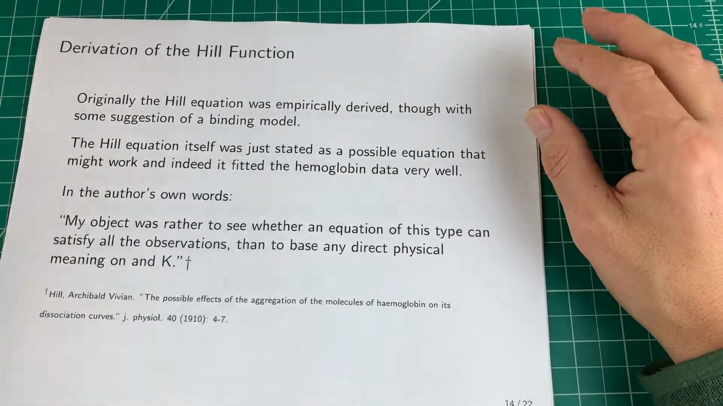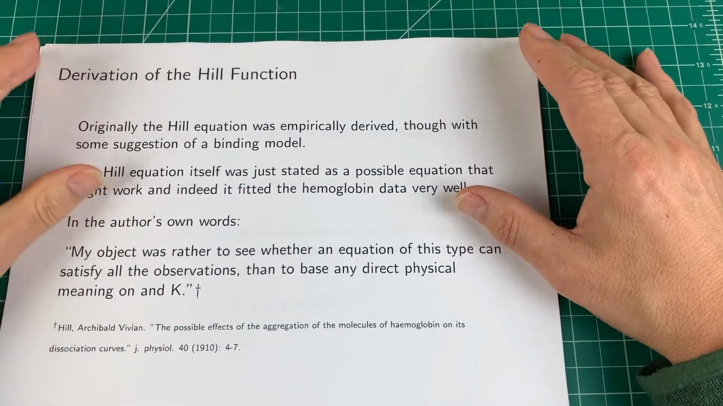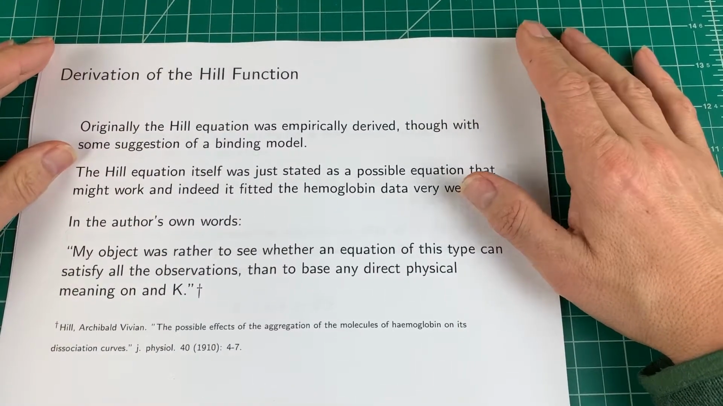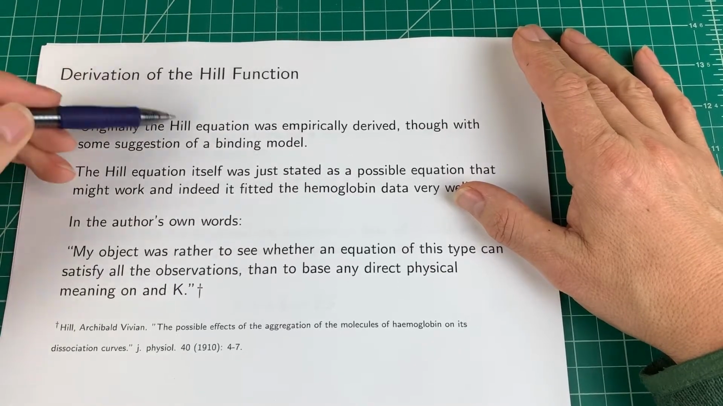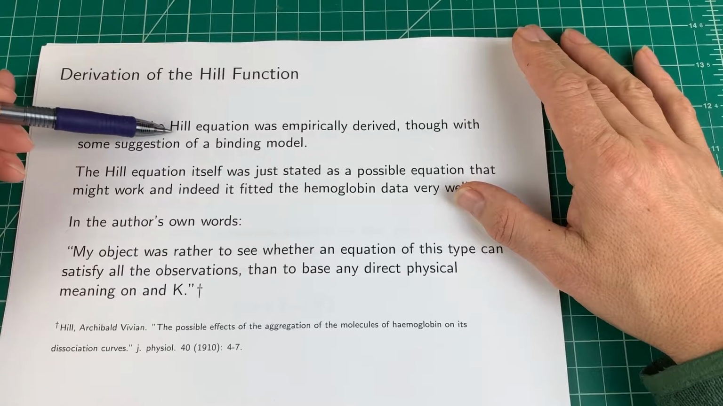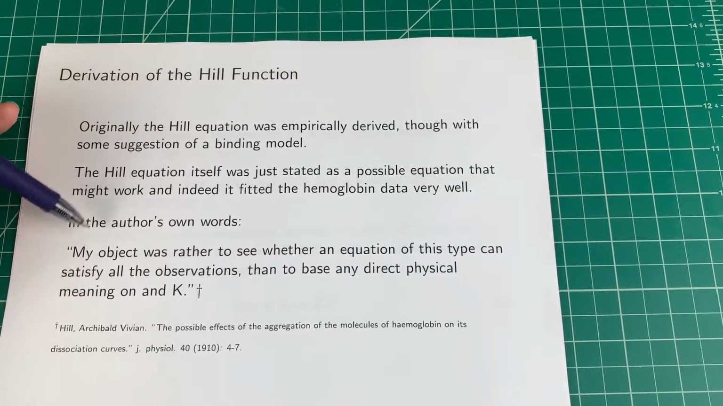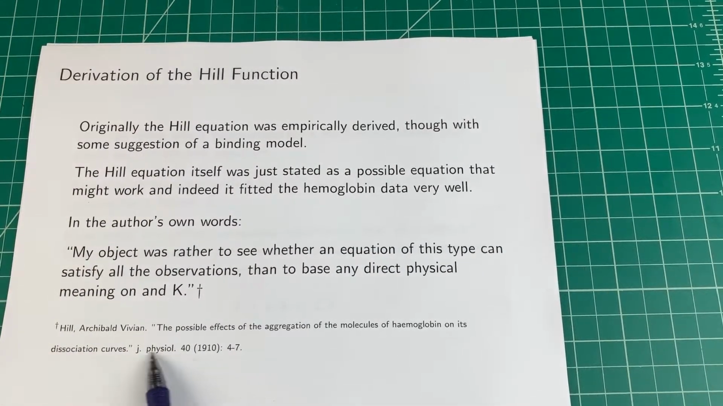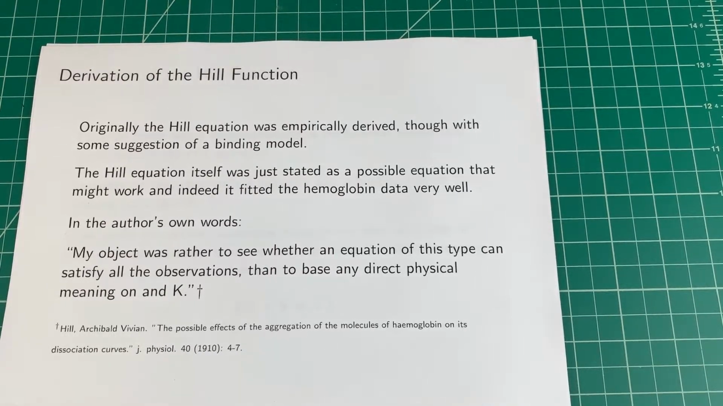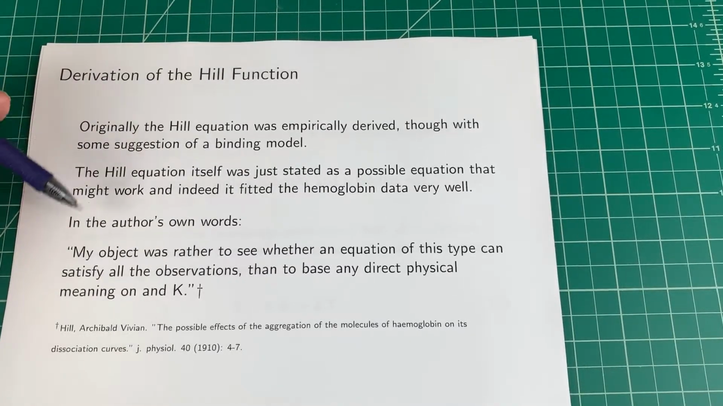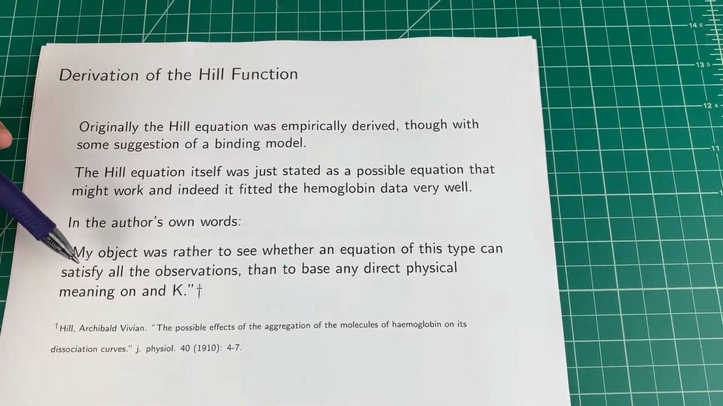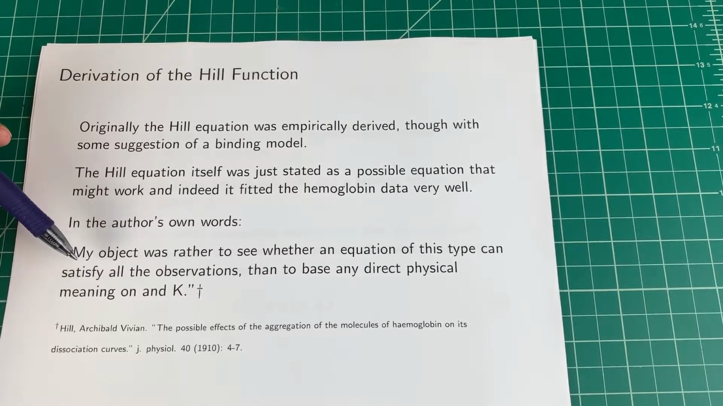Okay. Now I haven't shown you where this Hill equation or Hill function came from. It's got an interesting history. Obviously, it was somebody called Hill who first introduced it. Now, if you look at the paper, which is from 1910, Journal of Physiology, on the possible effects of the aggregation of molecules of hemoglobin on its dissociation curves, you'll find that Hill basically just stated this equation as one possible way to generate S-shaped curves. He didn't say where it came from or how it was derived.